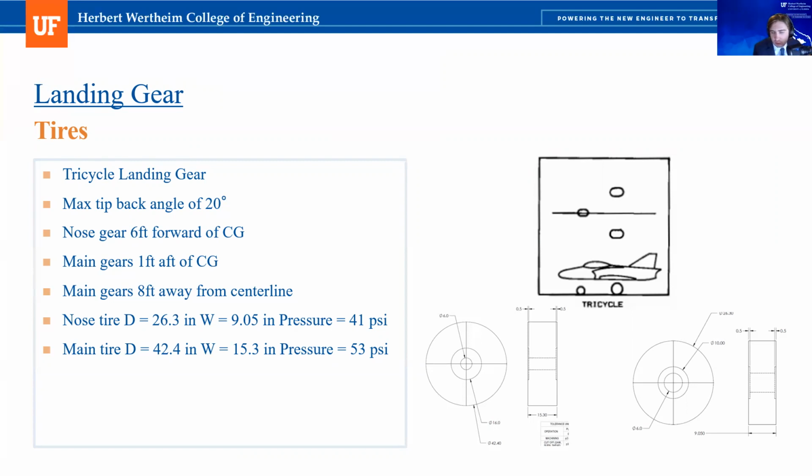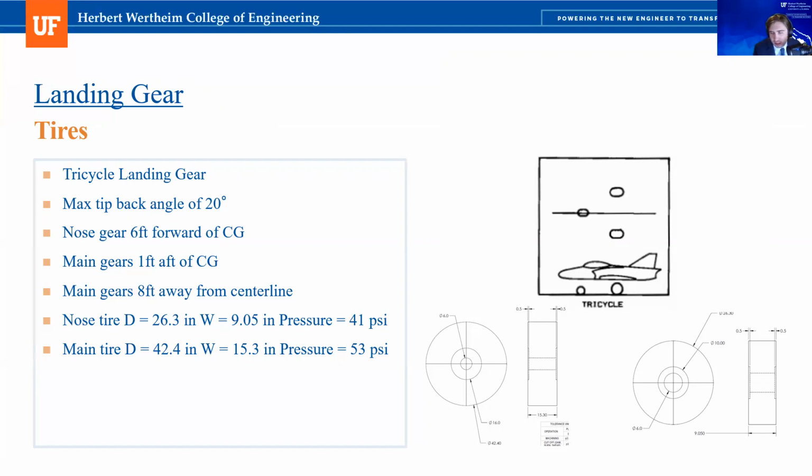And from this, we ran through an iterative procedure to determine wheel locations for the BC-1, resulting in the nose gear being 6 feet forward of the center of gravity, the main gear being 1 foot aft of the center of gravity, and the main gears being 8 feet away from the center line. We combined these locations with our estimated aircraft weight to determine the static load that each wheel would experience. Following this, we used empirical formulas to roughly size the tire diameter and width, and this allowed us to get a contact area.